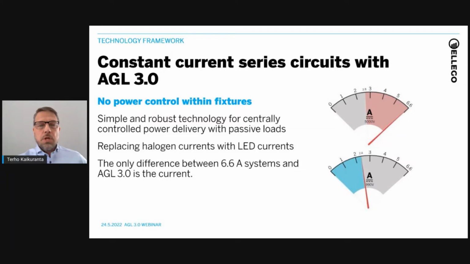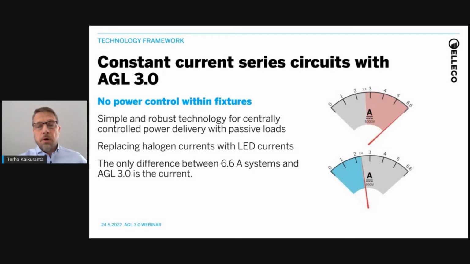And what kind of circuit is AGL 3.0? Basically this is a typical constant current series circuit. The main point here is that the power is controlled centrally only in the CCR. That also means that there is no power control function inside each fixture at all. Basically, what has changed compared to the old original halogen system is that the 6.6 amp current will be replaced by this AGL 3.0 current.